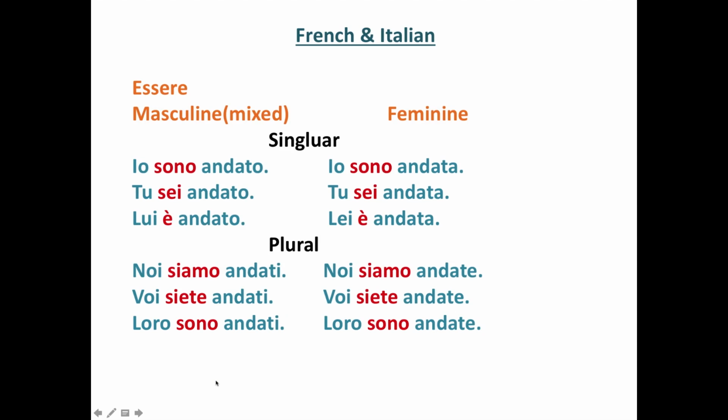And the same rules apply to Italian. So, io sono andato would mean that I am a man talking, and io sono andata would mean I'm a woman talking. Loro sono andati can mean both. They went, they have gone, I'm talking about men, or I'm talking about a group of men and women.